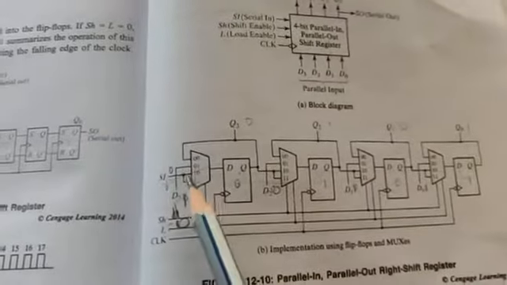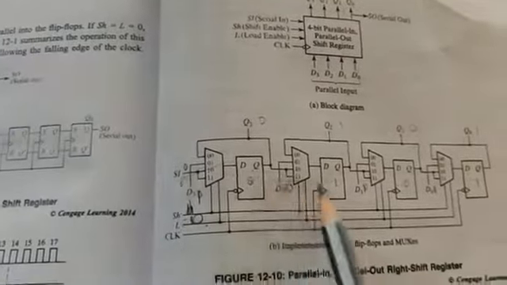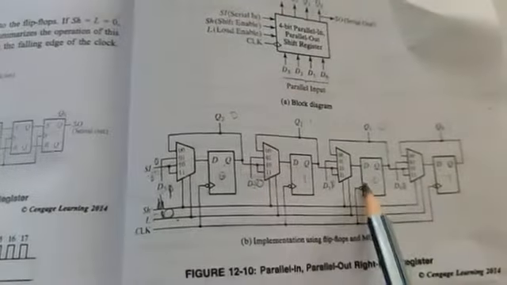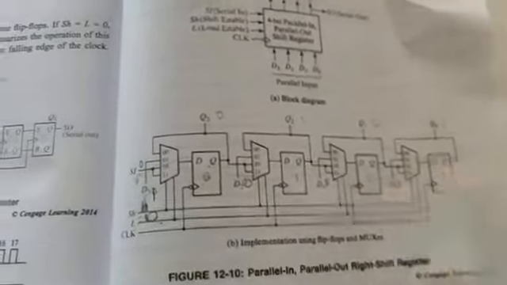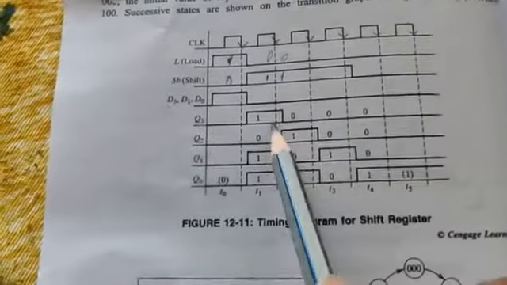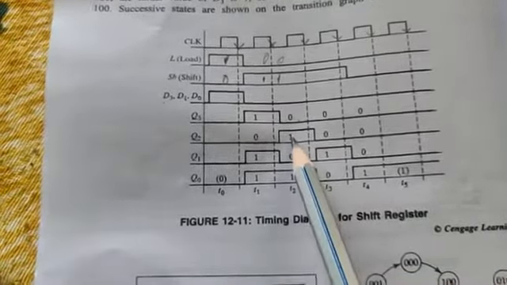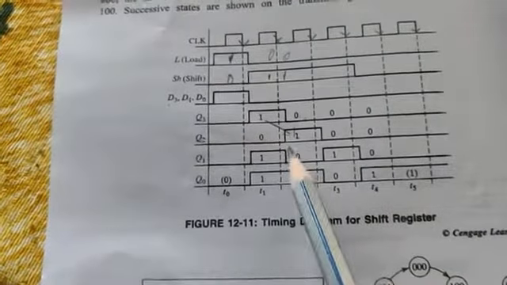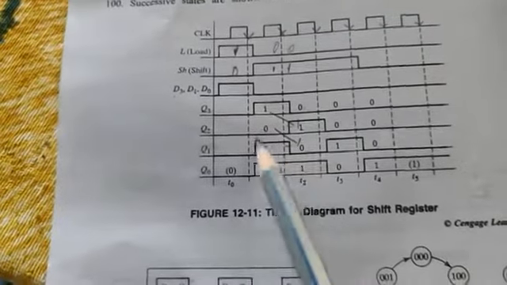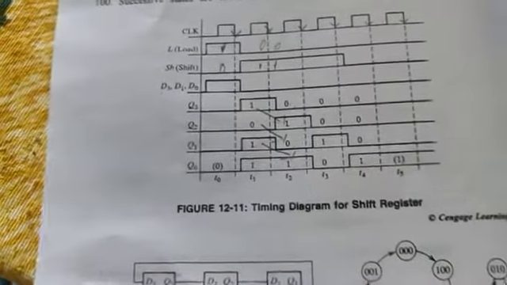Only the first flip-flop will get the data from the serial input. The second flip-flop gets from the first. Third gets from second. Fourth gets from third. Similarly, this data is received from serial input. This I got from Q3. This 0 I got from Q2, and this I got from Q1.